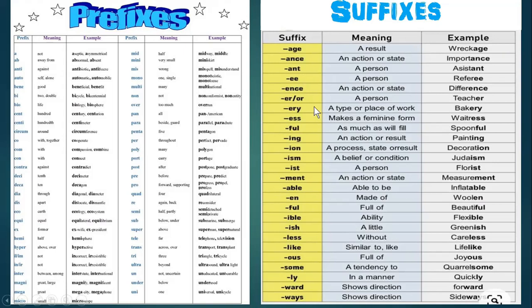Okay, let me see. Teacher, like I said, before... bakery, dice... A-R-Y. A type of place or work, bakery, where the vegetables are sold is a grocery. So you are going to use -ary for describing the type of place of work.